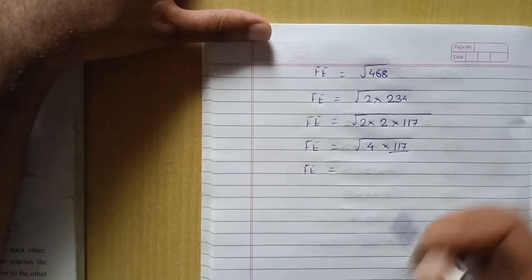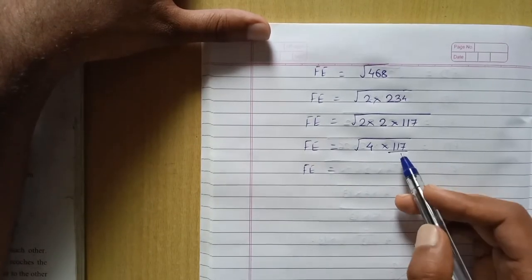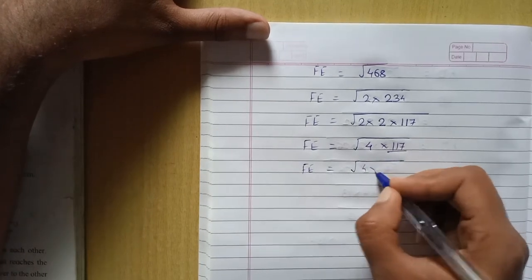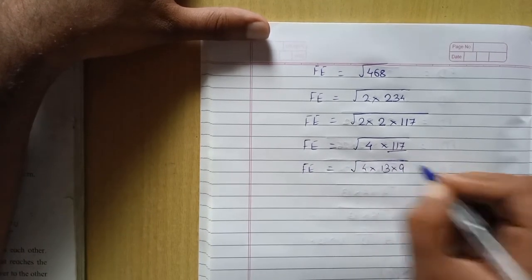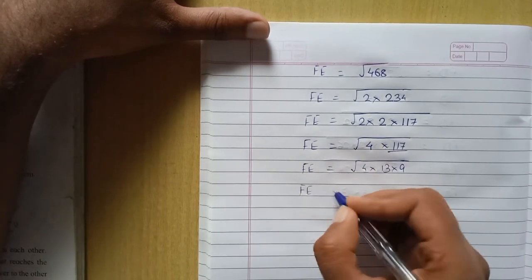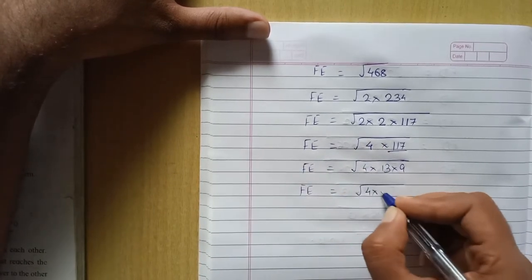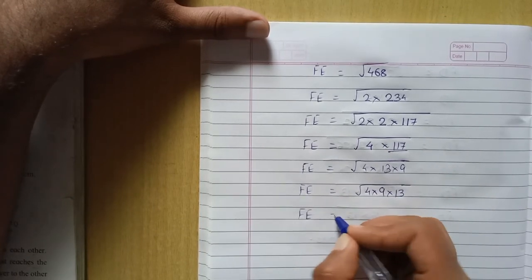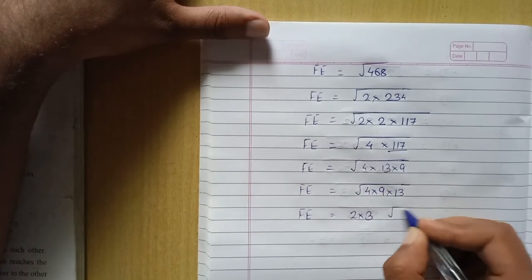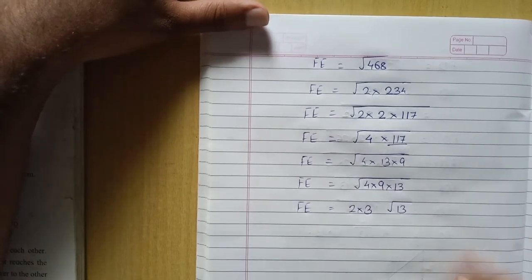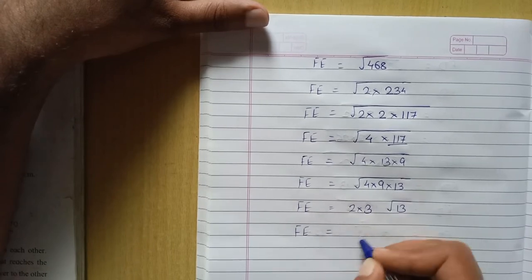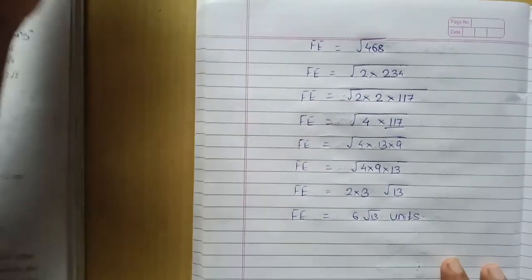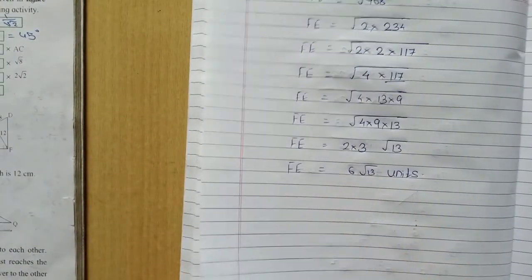Now we can't simplify 117 by the table of 2, but if you look at this number, we can simplify it by the table of 13. This turns out as 13 9s are 117. So we are left with 4 into 9 into 13, but 4 and 9 are perfect squares of 2 and 3, so we are just left with 13 in the root. FE will be 2 3s are 6, root 13. We are not mentioning units, so just write units. Okay, so now we have found the value of FE.